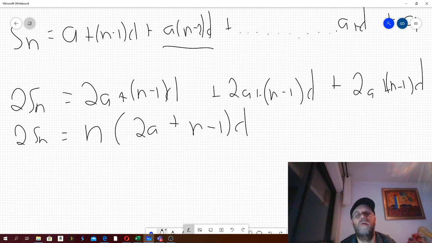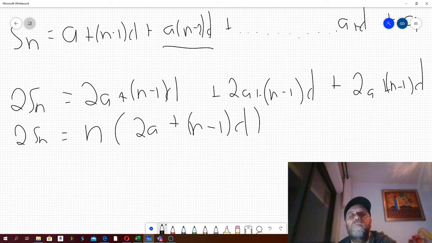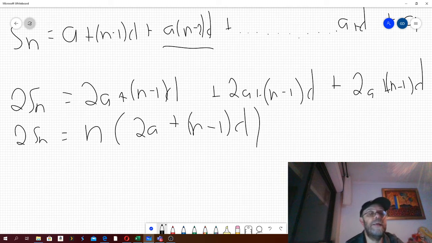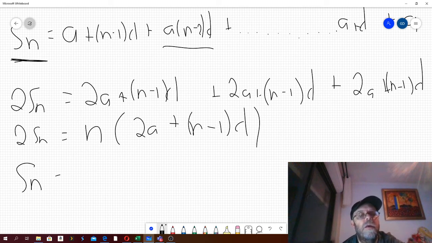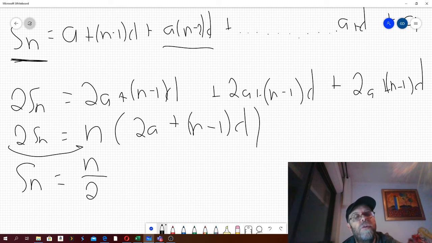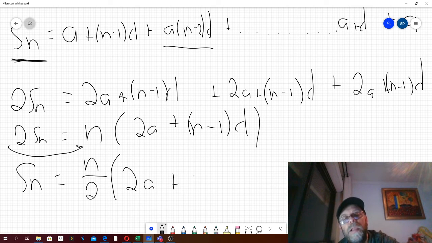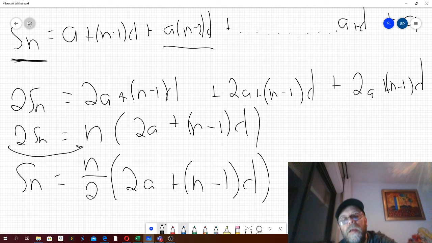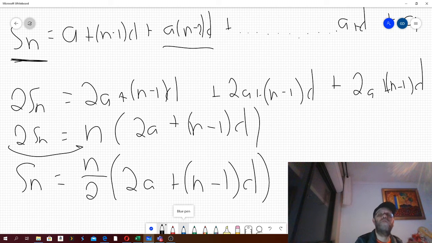So 2a plus n minus 1 d, right. And that means that the sum expression, which is the thing we really want to know, is then just n over 2. We're going to divide that 2 over here. n over 2, 2a plus n minus 1 d. Now that is known as the formula for an arithmetic progression.